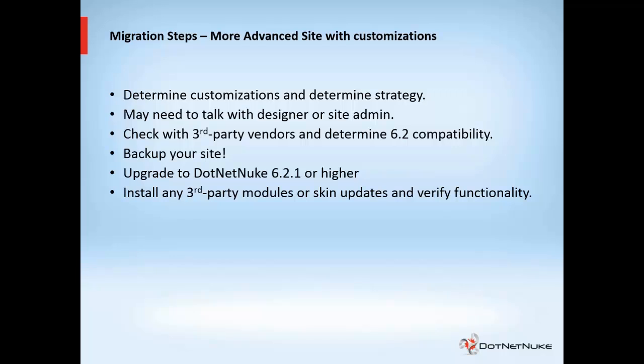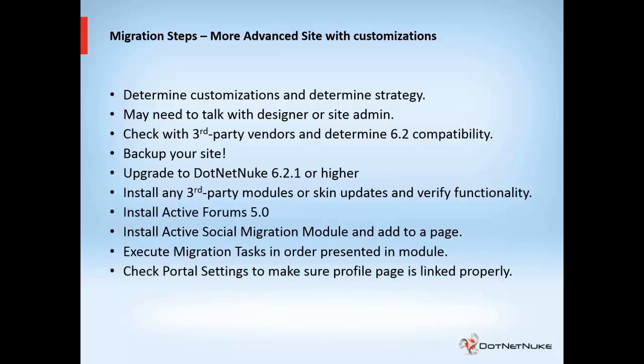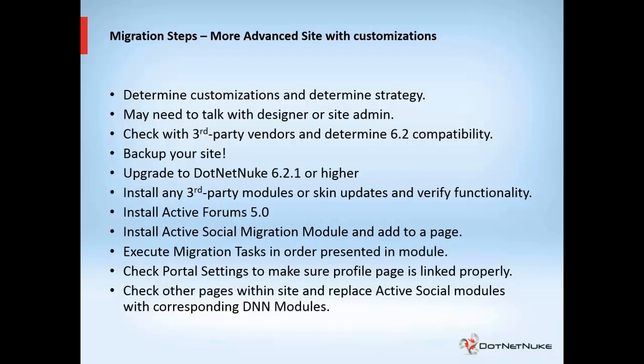Then you install Active Forums 5.0, install the Active Social Migration module and add it to a page just like you would in the other instance. Execute the migration tasks in the order presented in the module, and then go through and verify your settings again just as you would before. And then again go through the different pages.